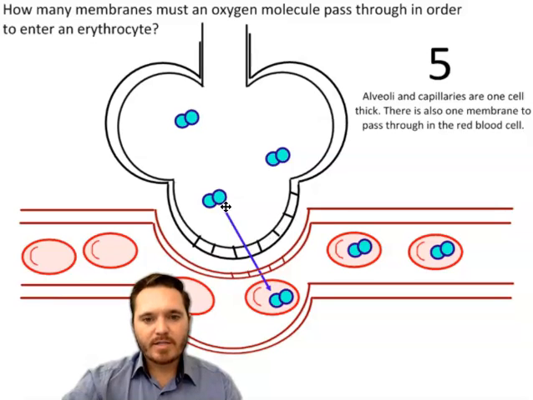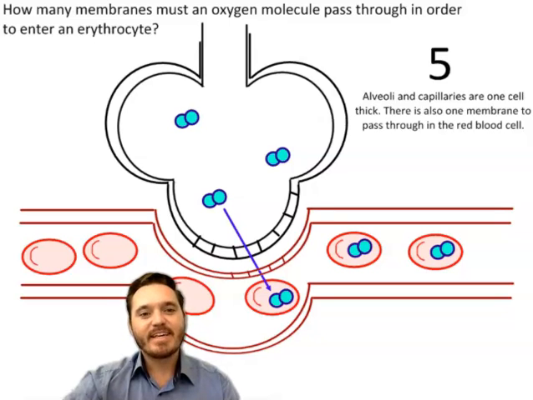This is the membrane of the alveoli. And so the oxygen passes through one side of one cell, which is one membrane, and then it has to pass through the other side of that same cell, which is another membrane, so that's 2 membranes so far. And then it has to pass into the capillary and into the red blood cell. So it passes through the other side of the capillary wall cell membrane, and then passes through that same cell's membrane on the other side, and then it passes through one more membrane, which is the red blood cell membrane, and now it is in the erythrocyte. So that's 5 total membranes.